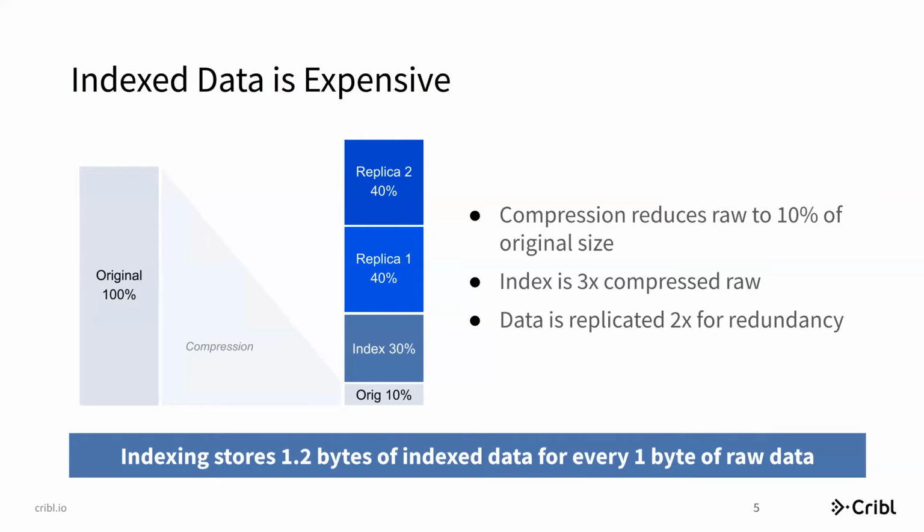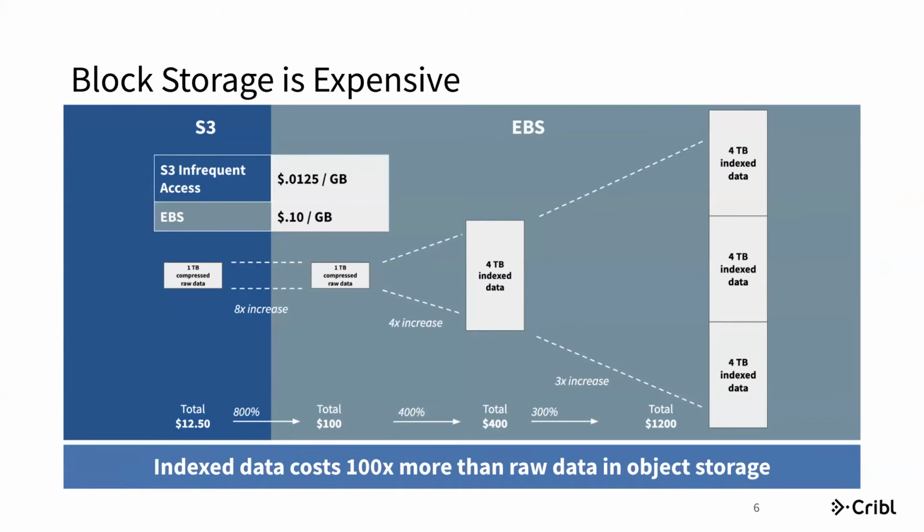So if you're bringing in a terabyte a day, you're storing 1.2 terabytes of data on disk. And this needs to be in very fast, expensive disk. S3 infrequent access for log storage is 1/10 of the price of block storage, and that is on Amazon's price sheet today.